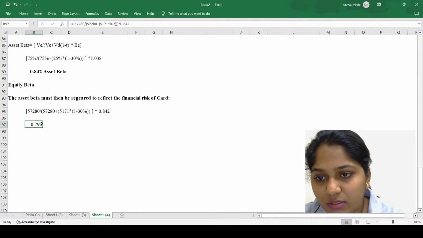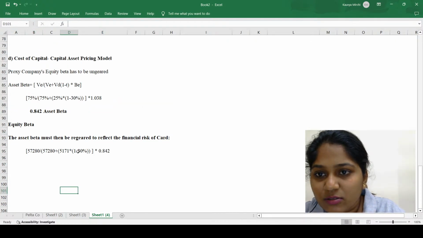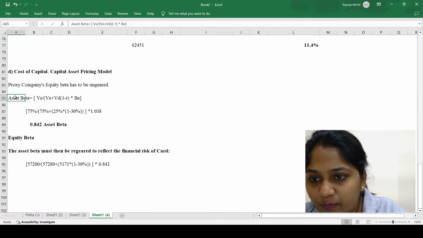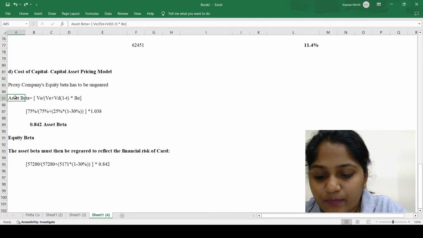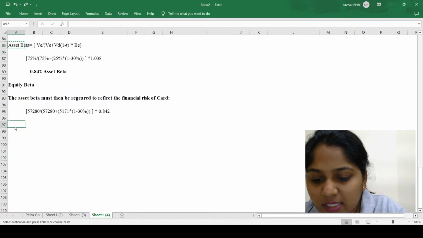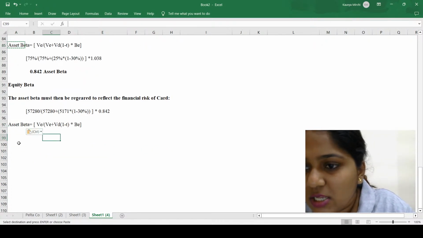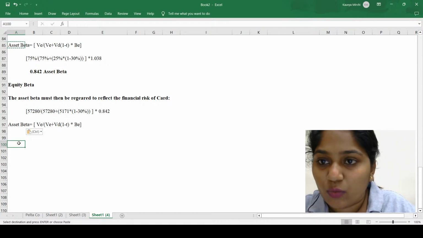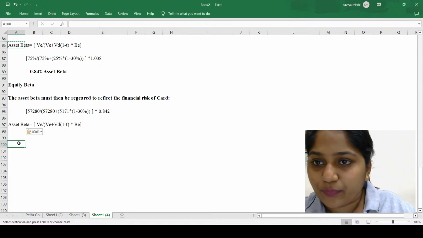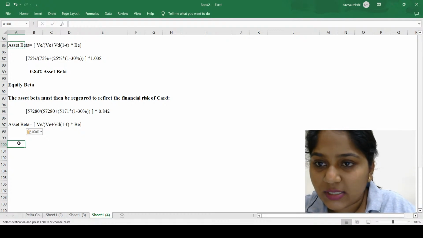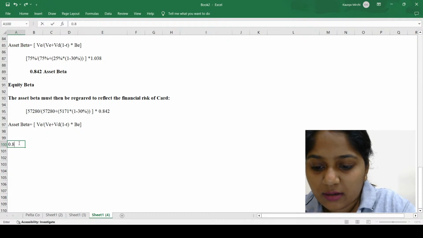Oh, I should have found it. I'm sorry, it's my mistake. So I have to take this formula. I know the asset beta now, and I have to find out the equity beta. So what is my asset beta? My asset beta would be 0.842.